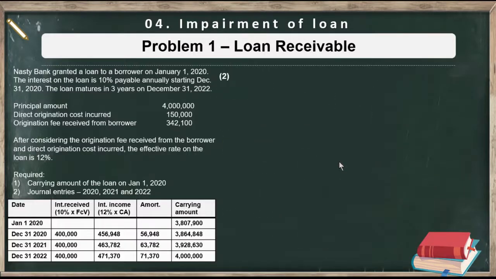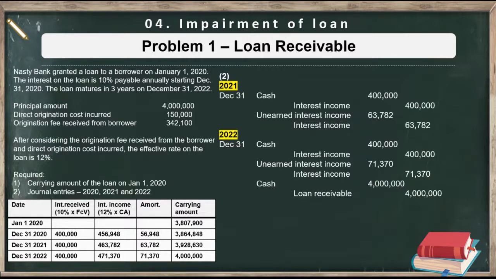Next is journal entries for 2021. Okay, so for 2021, debit cash 400,000, credit interest income 400,000. That's for the interest. And then debit unearned interest income 63,782 and credit interest income 63,782.